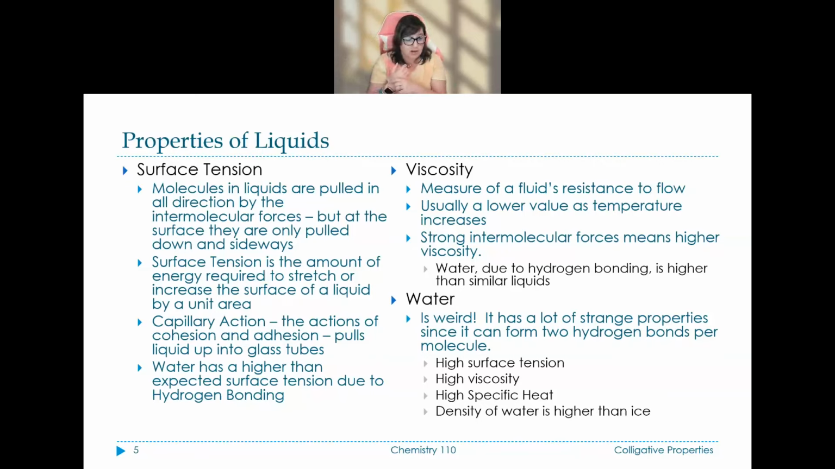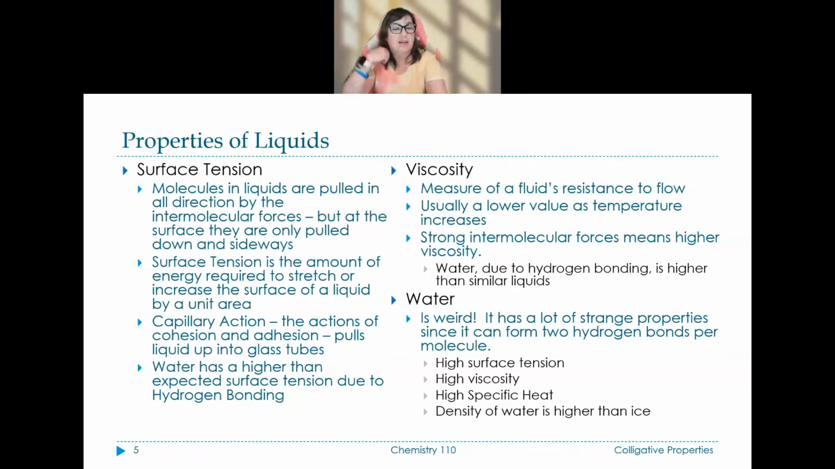That's called capillary action. The action of cohesion and adhesion pulls the liquid up in the glass tubes, and that's because glass tubes are actually negatively charged, and so there's an interaction between water and those tubes. Water has a higher than expected surface tension because of all the hydrogen bonding that takes place in the water. So we wouldn't have expected it to be like that. But now that we know about hydrogen bonding, we can predict it.